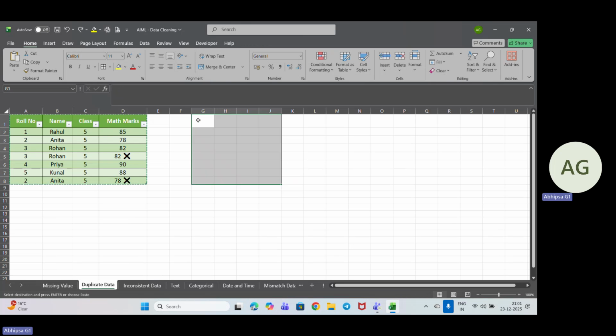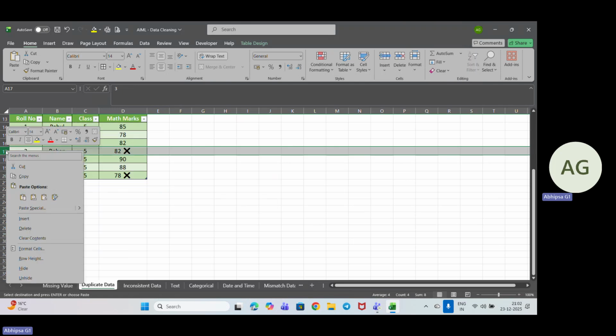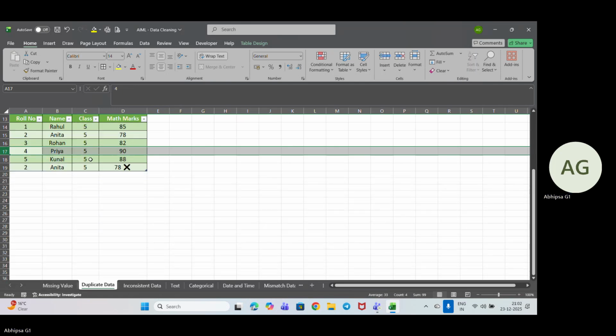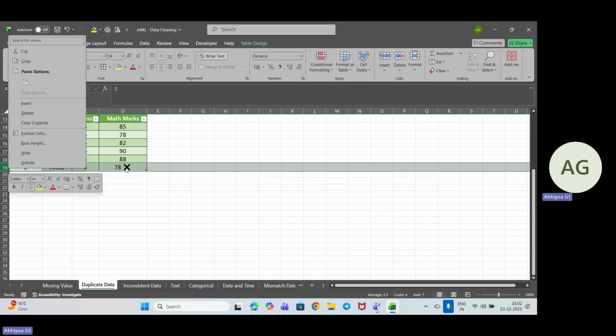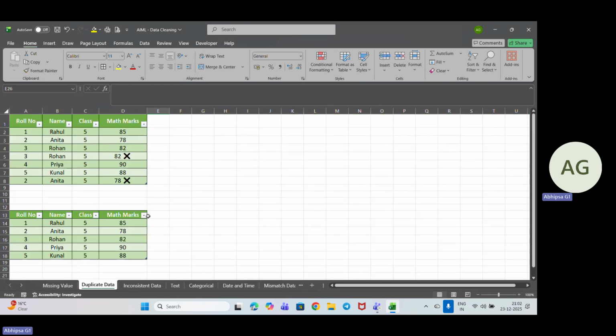Now we will be deleting this one. So this row we will be deleting, because that is the exact duplicate. This is also a duplicate, so we'll just delete it as well. So now this would be my clean data, the data that I can use now, right? So I have the unique roll numbers, the name, the class, and the max marks.